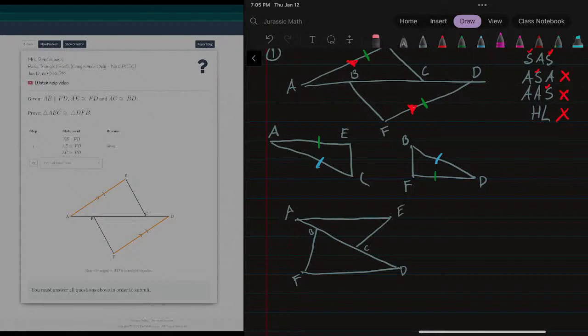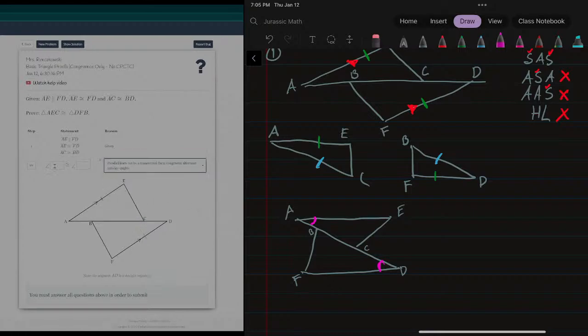Now you will notice that we can easily see that this angle and this angle are what's called alternate interior angles. So for my next step, I'm going to type in 2 angles are congruent because parallel lines cut by a transversal form congruent alternate interior angles.